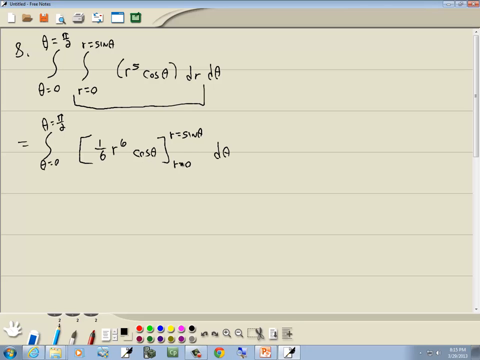Now again, I put these r's here to really emphasize it, because what we're doing is we're replacing the r with these. The theta we don't change at all. Now the 1/6 I can put completely out in front, so we don't need to worry about it.